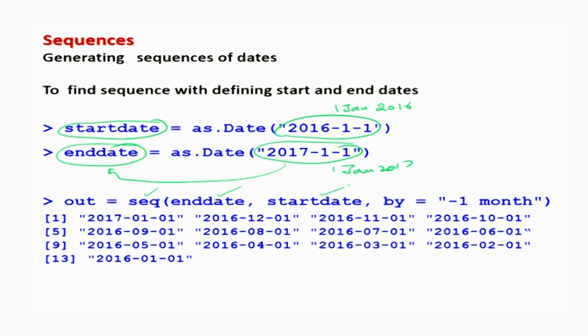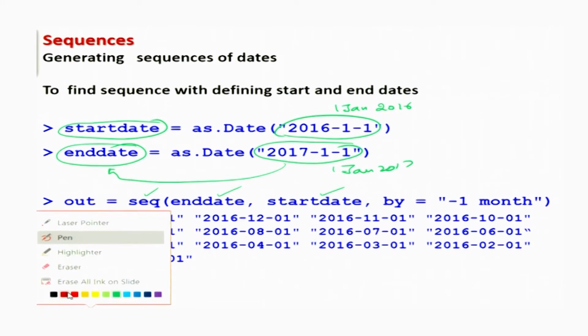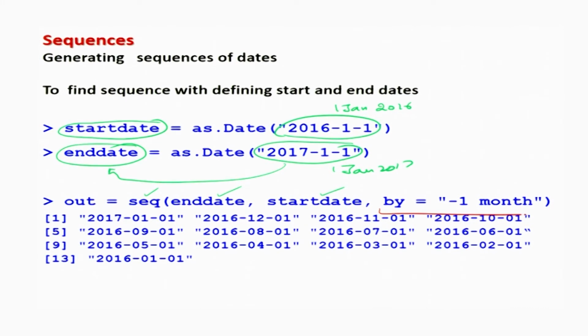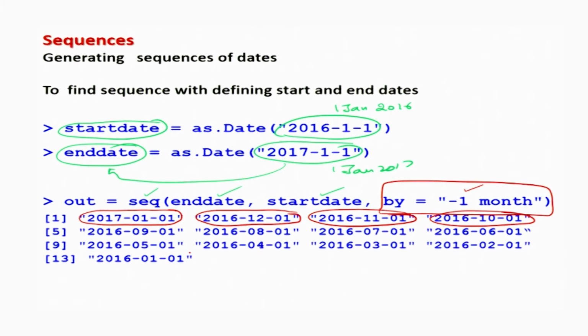Now I want to show you one more command. If you look at the by option, what I have done here is minus 1 month. This option is also there. So if you say by minus 1 month, and give it within double quotes, see what happens. The first value comes out to be 1st January 2017. Then it goes in the reverse direction: 1st December 2016, 1st November 2016, 1st October 2016, and so on, finally up to 1st January 2016. So this 1st January is the start date, and this is the end date. So what are you trying to do?